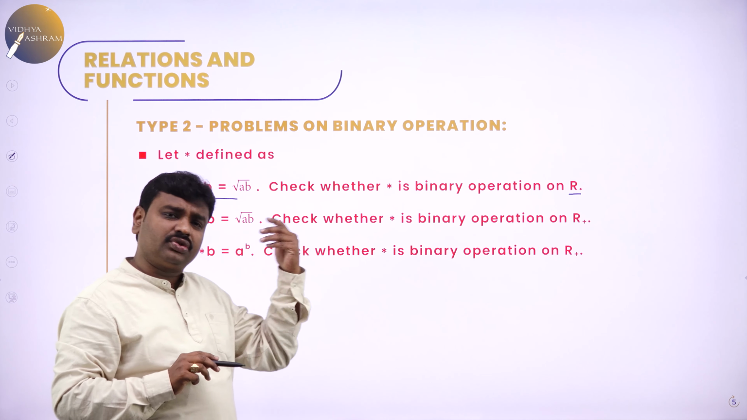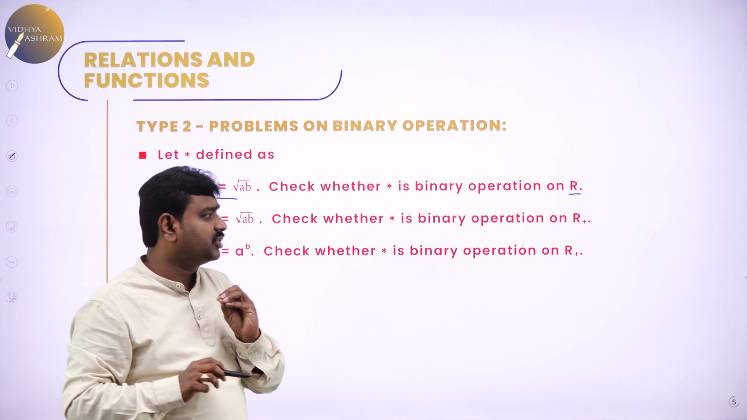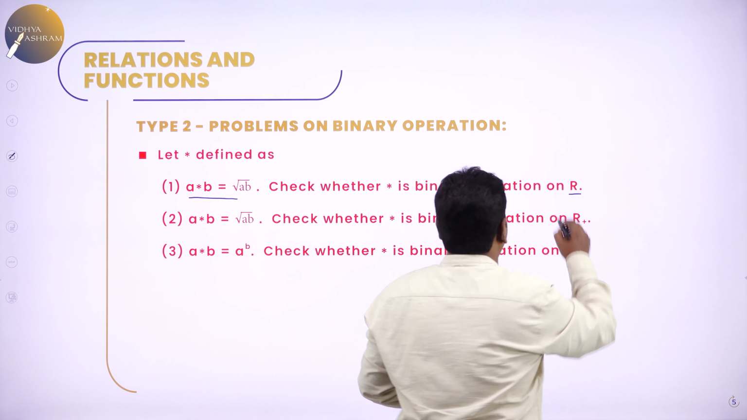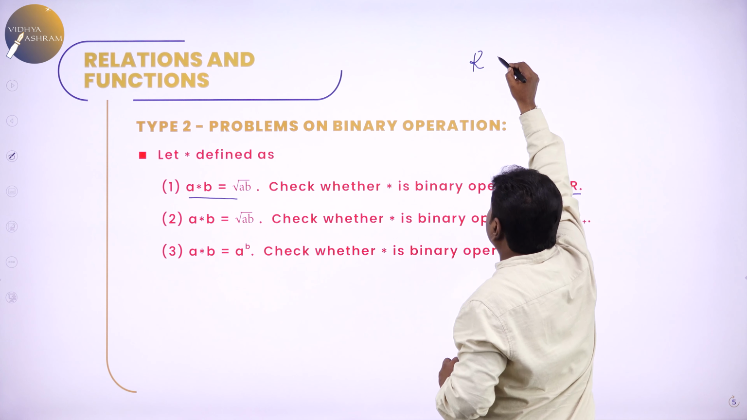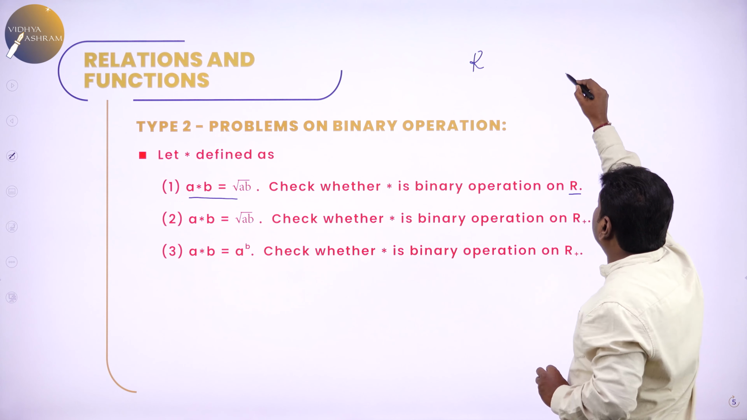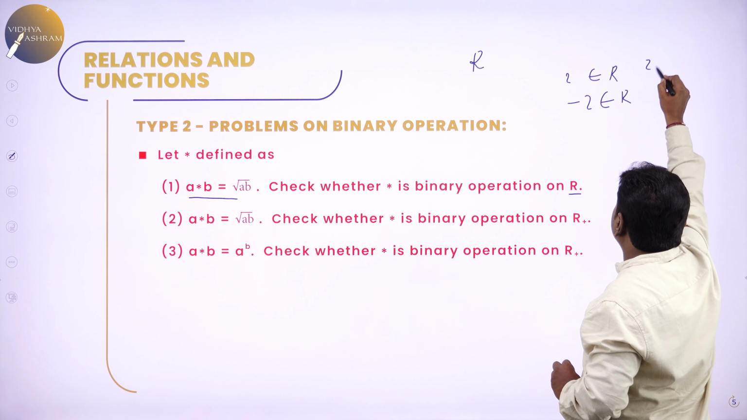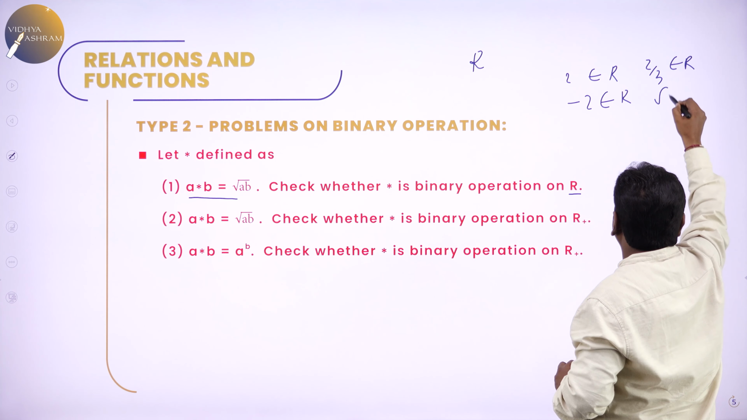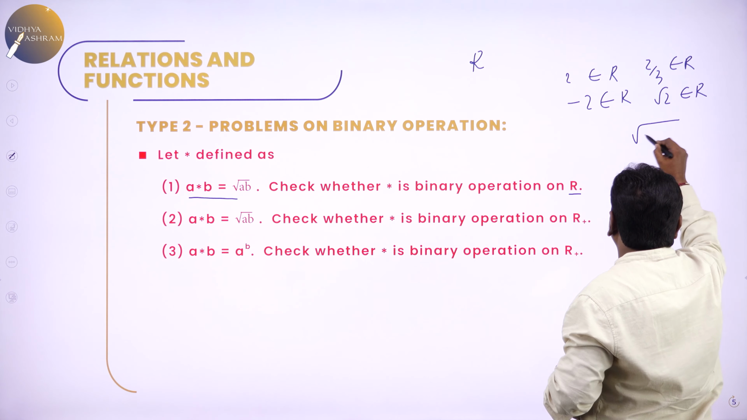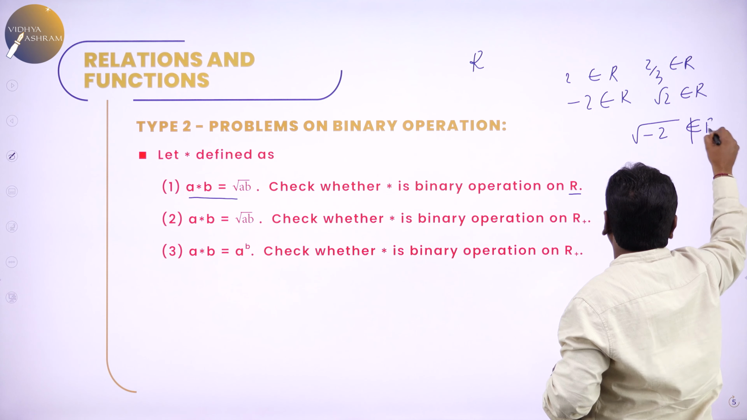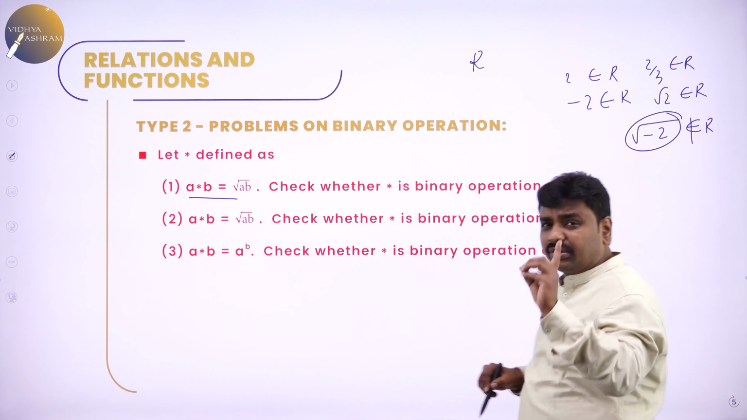Real numbers, that is, positive numbers are real numbers. Negative numbers are real numbers. First you should be aware of what is R. R means the set of real numbers. It includes all the numbers. For example, 2 is a real number. Minus 2 is a real number. 2 by 3 is a real number. Root 2 is a real number. Root of minus 2 is not a real number. So under the root, if you get negative, it is not real.